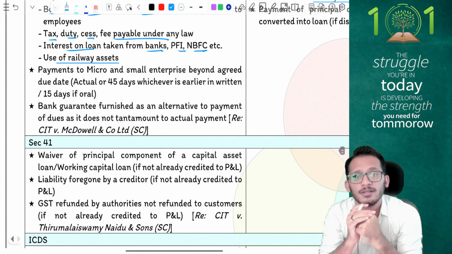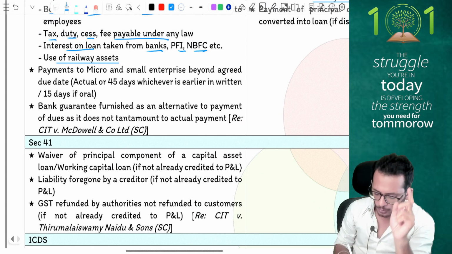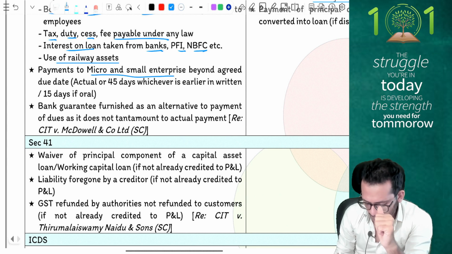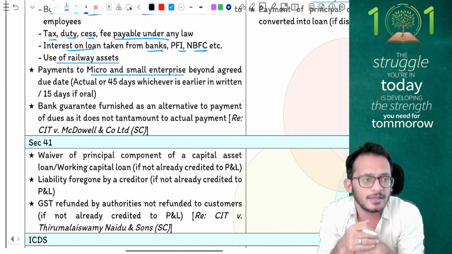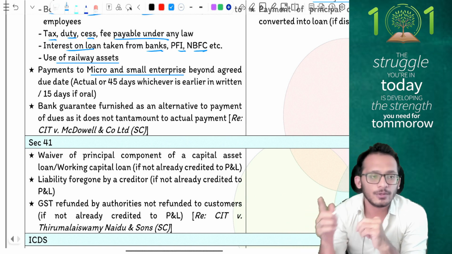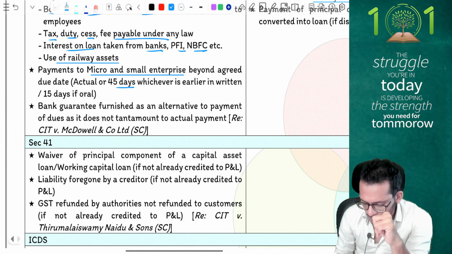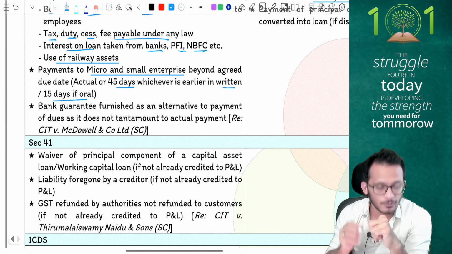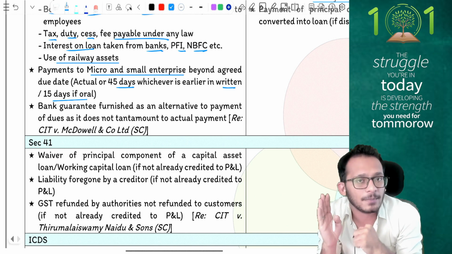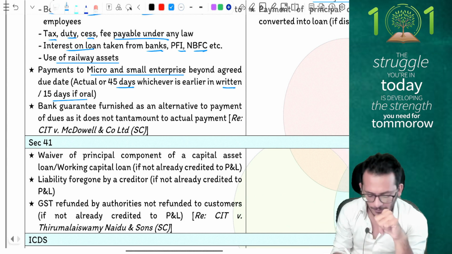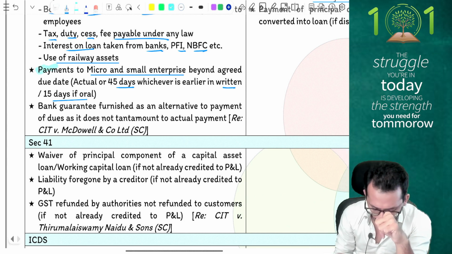Coming to the next part of 43(b), people. 43(b) comes and says you also have one more item called payments made to micro and small enterprises. If it's a payment being made to micro and small enterprises and it is done beyond the due date of 45 days in case of written agreement or 15 days in case of oral agreement, then that payment will also get disallowed and will be allowed in the year in which the payment is made. Notice one thing very carefully, people, that this is talking about the payment directly.